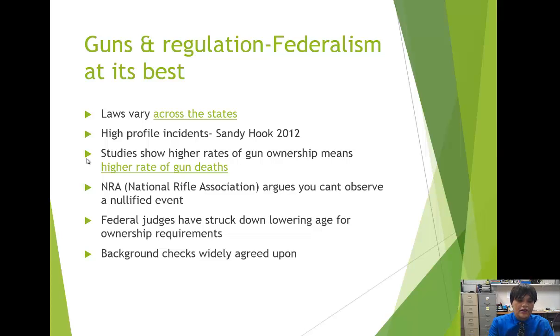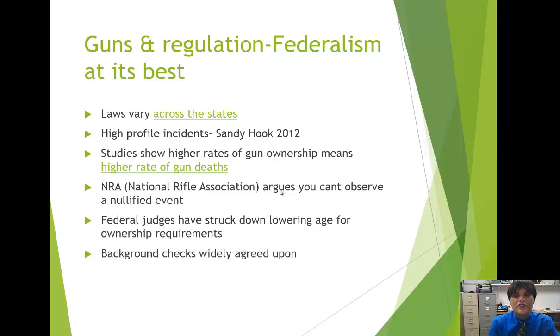Well, the flip side of that argument, let's say you're pro-gun, tends to be in the voice of the NRA. The NRA is the National Rifle Association. It's one of the largest lobbying groups in the United States. The NRA's argument is guns are actually good to have because guns deter people from shooting other people. The NRA argues that you cannot observe a nullified event. So while we do have this high rate of gun deaths, the NRA would argue, how many more gun deaths would we have if there weren't guns?